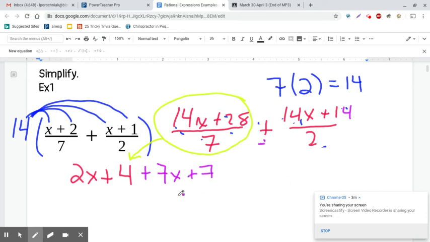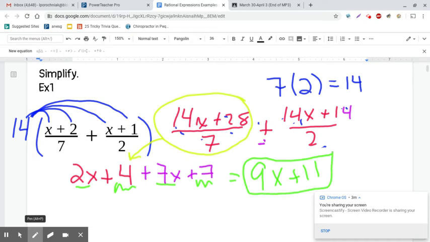Guys, from here, we're just going to combine our like terms. We get pretty lucky. 2x goes with 7x, and 4 goes with 7. So 2x plus 7x is 9x. And a positive 4 plus 7 is 11, so plus 11. Guys, that's your answer. You're done. It's beautiful. All right, so pause now if you need to, because I'm about to erase everything.